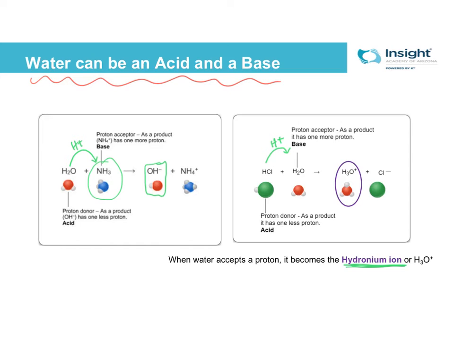So when water accepts a proton or acts as a base, that's when you form this hydronium ion. And the hydronium ion is H3O plus because it has that extra hydrogen on it. So that's a good thing to write down there.